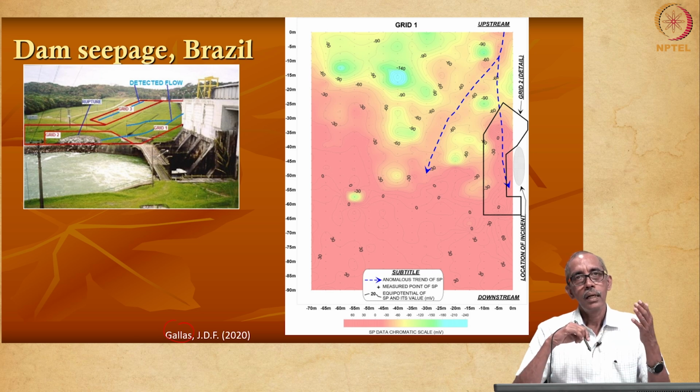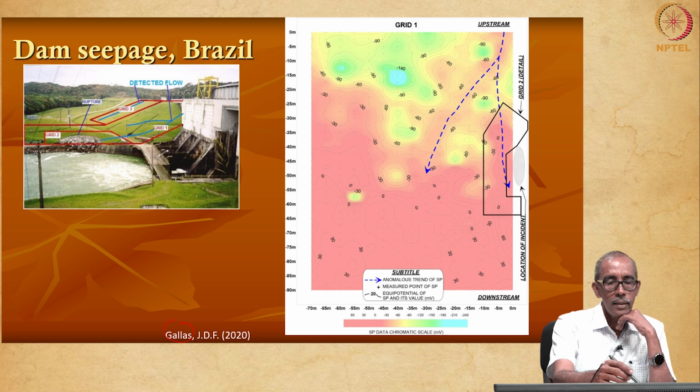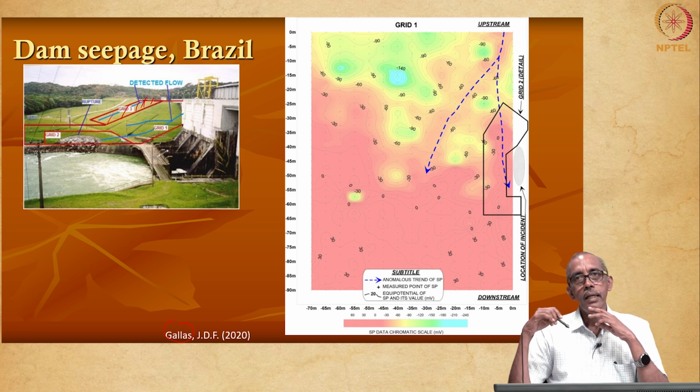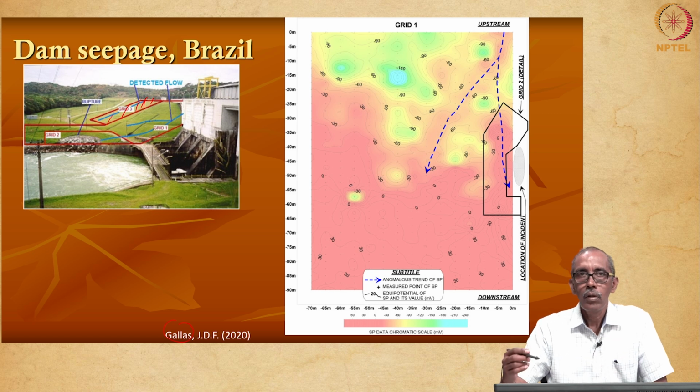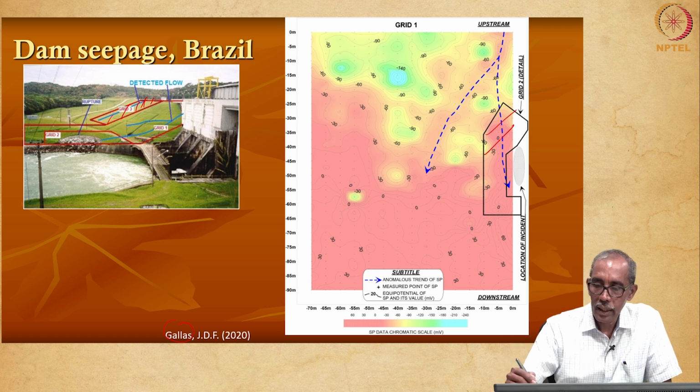dam. As you can see on the left hand side diagram, right, this is a picture of a dam. Somewhere here they have detected the leakage over the entire area. At the surface they had carried out cell potential measurements. So, here is the location of the dam, it is a plan, right.